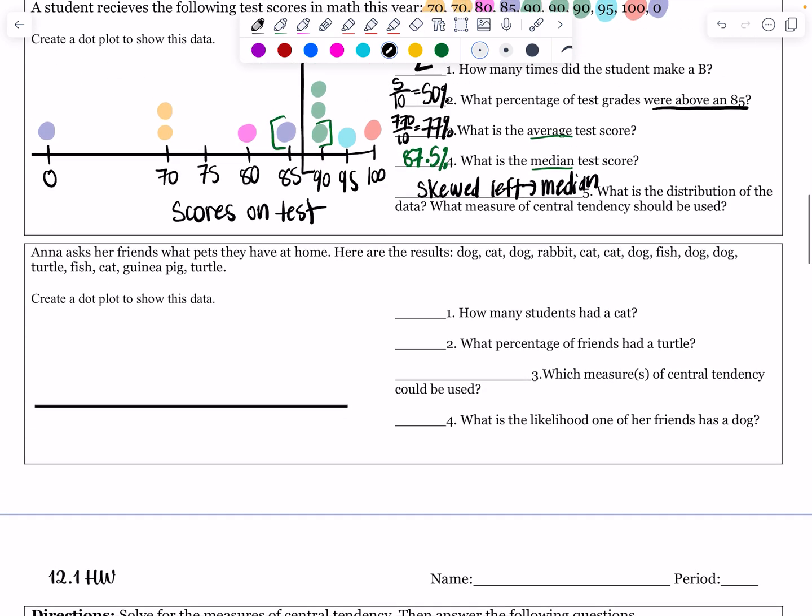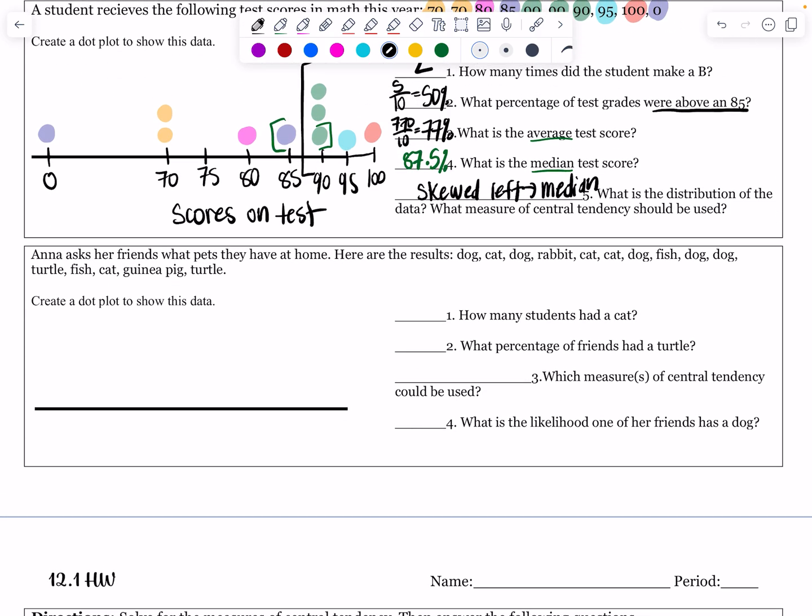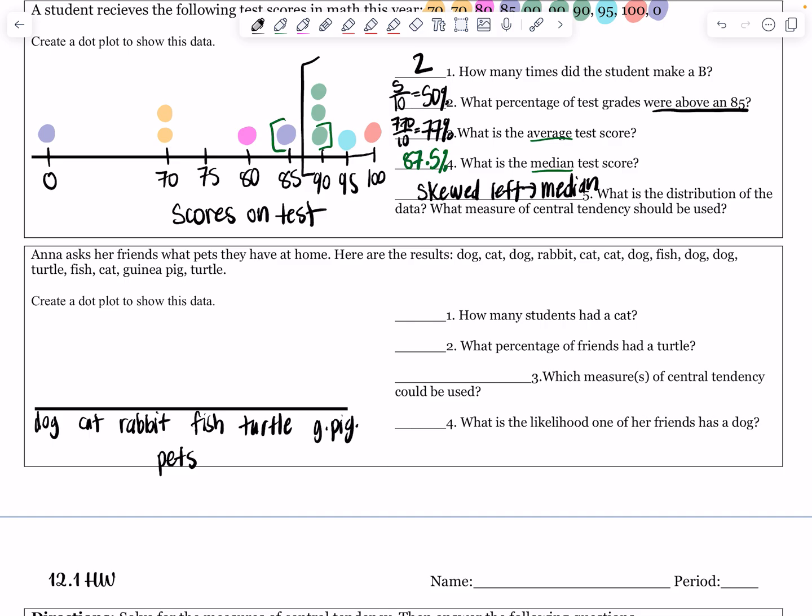Okay? Anna asked her friends what pets they have at home. Here are the results. So I'm just going to call this pets. We've got dogs, cats, rabbits, fish, turtle, cat, and a guinea pig. I'm going to call that a G pig because I don't have room. All right, so then we're going to create a dot plot for this.